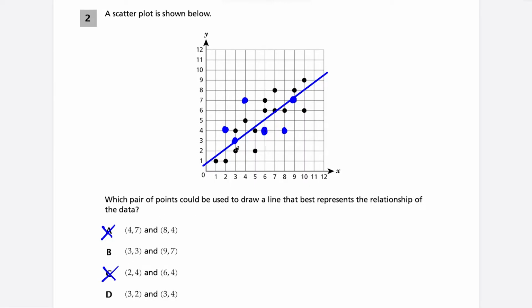And then (3, 2) is over here, and (3, 4) is up here. So this one is no good because if we connect (3, 2) and (3, 4), that's going to make a vertical line, which is going to miss the majority of the points. So D is definitely no good. So B is our best answer, and that's our solution to question 2.